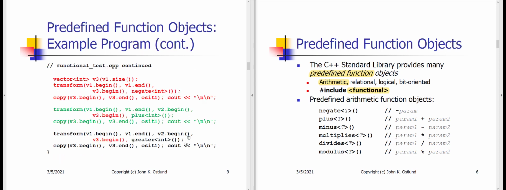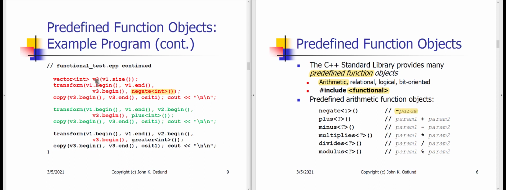And then here I'm using the negate functional. Now, this notation may look a little bit strange. Negate<int>, that's a data type. Negate<int>() with parentheses after it invokes the constructor for that data type. So it creates an object of type negate<int>. And this is a unary operator.